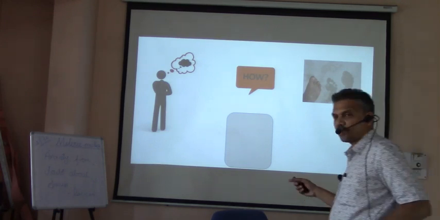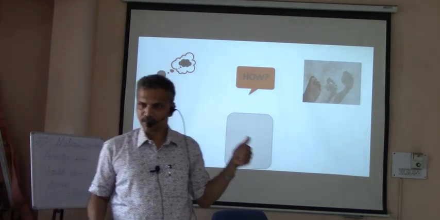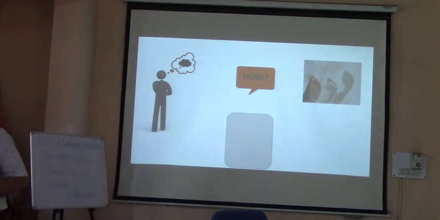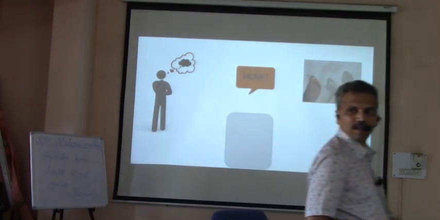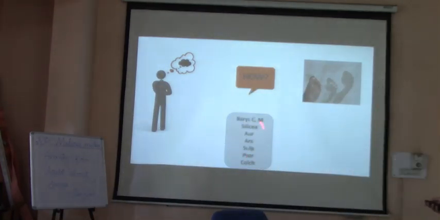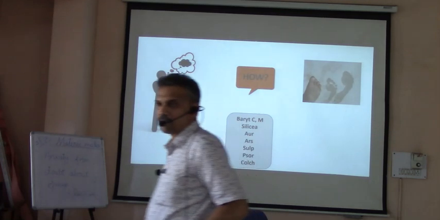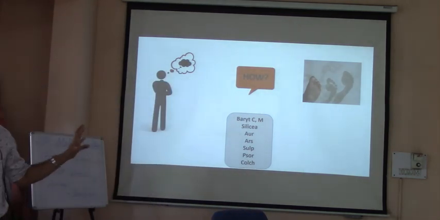Now the next question is, which are all the other remedies which also have ailments from suppressed foot sweat? Good. Silicea? Baryta? Very good. Silicea, Baryta. Agreed. Good. Then any other remedies that you can recall? See, there are a few from your repertory. Baryta carb, Baryta mur, Silicea, Aurum, Arsenic, Sulfur, Solanum, Colchicum. These are few remedies which have ailments from suppressed foot sweat.